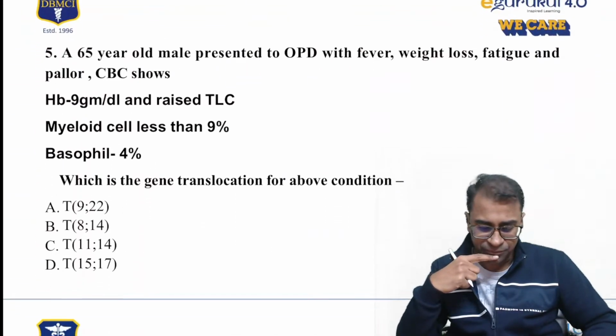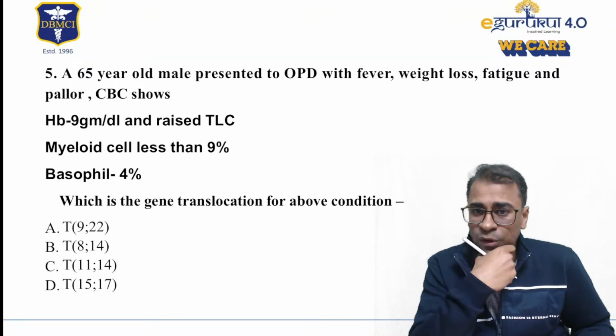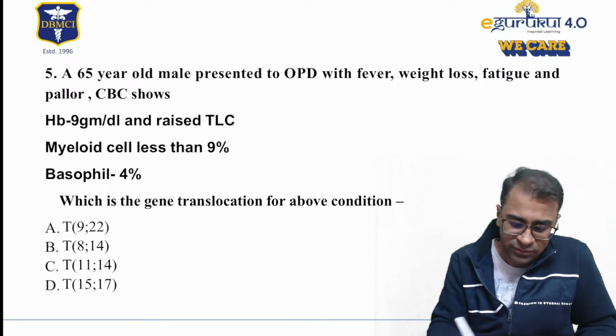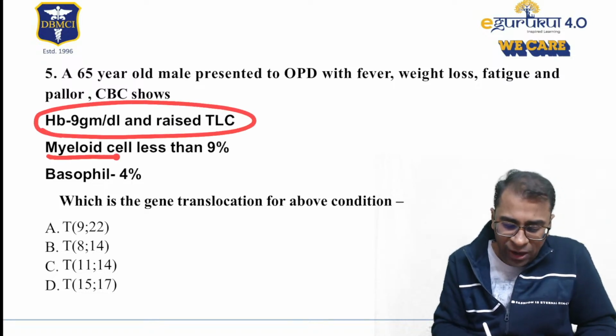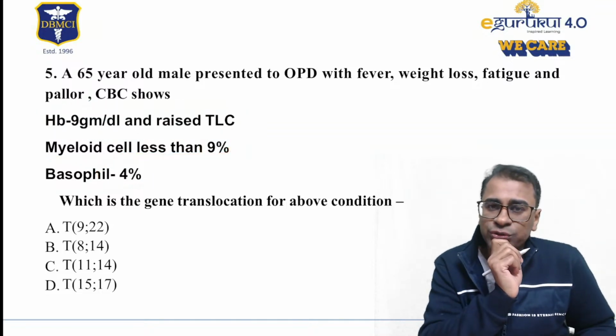Chalo, next one. A 65-year-old male presents to the OPD with fever, weight loss, fatigue and pallor. Now the CBC is giving you a hemoglobin of 9, raised TLC, myeloid cells less than 9% and basophils at 4%. What has happened to him?